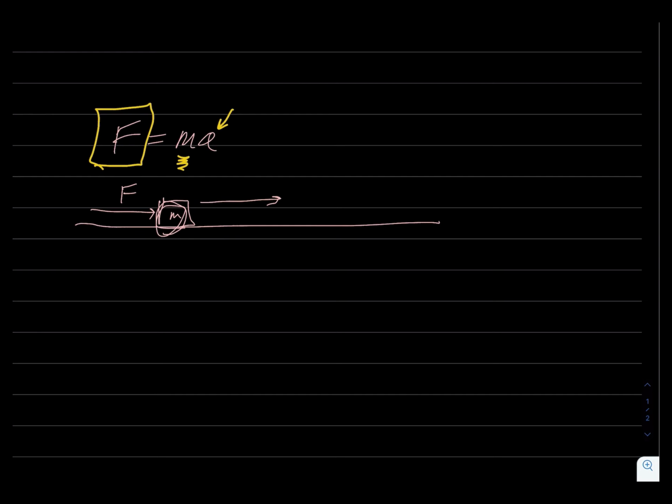So let's talk about the units of this. Force is measured in newtons. But what is a newton? That's mass times acceleration. So the units of mass times acceleration are kilograms, that's the mass, and the acceleration is meters per second squared. So kilogram meters per second squared is the units of force. And that's newtons.